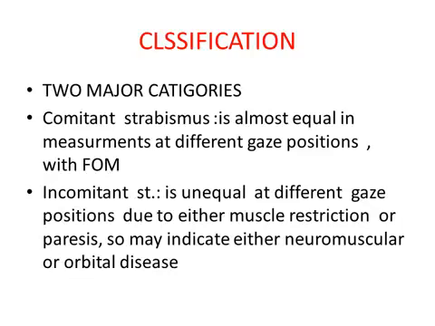While in incomitant strabismus, there is usually a difference in gaze positions due to either muscle restriction or paresis, so it may indicate a neuromuscular or an orbital disease. Incomitant strabismus will be covered by other lectures, and we will discuss some examples of comitant squint.